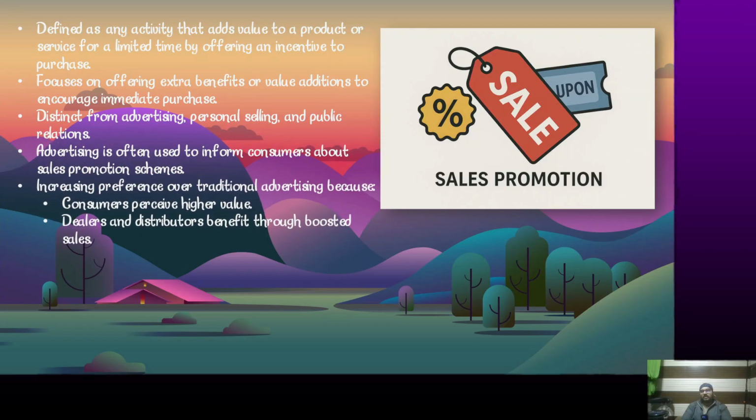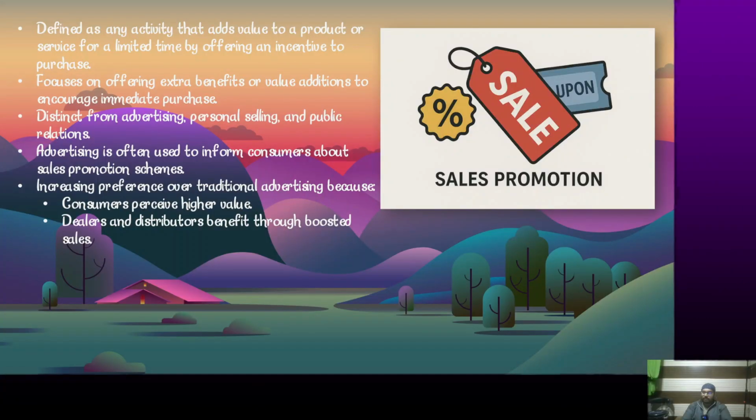So basically, why does sales promotion work? Because when you are adding value to the product at the same price, the customer looks at this as an additional benefit. So the customer thinks that, okay, I am already paying the same amount I was paying before, but now I'm getting more value on the product. So maybe I'm getting a discount on the product. So the product is the same, but now I'm getting it at a cheaper price because of some discount.